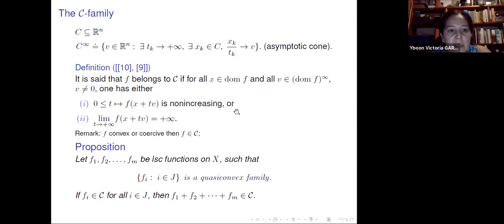We have proved that if we have a family of quasi-convex functions where each of these is in C, then the sum also belongs to C. So we have at least two classes of functions that preserve this structure with this family.